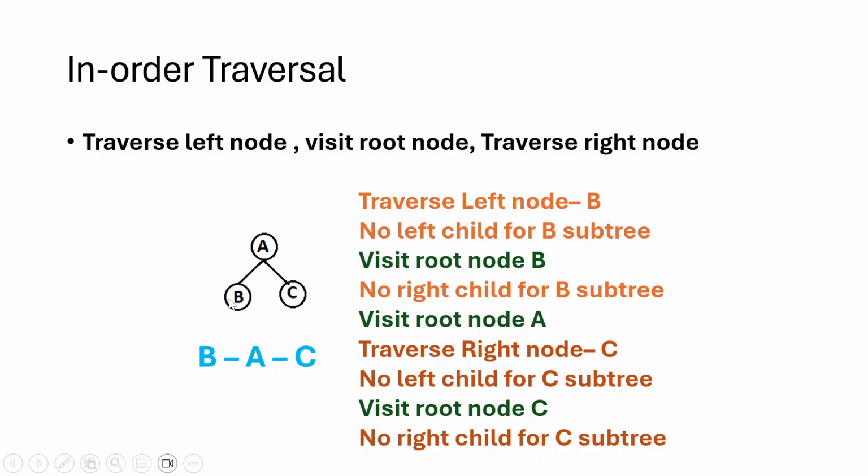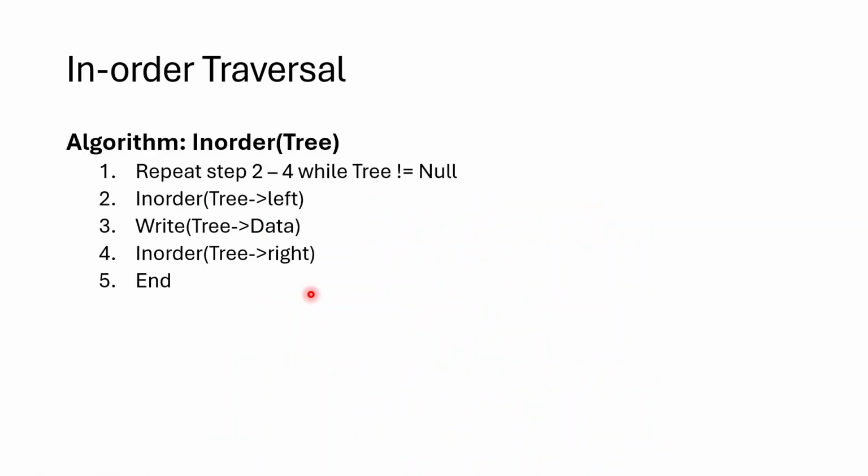Now traverse the left node, B. For B, there is no left child. Since there is no left child, the next one is the root. The root is B. For B, is there any right child? No right child, so nothing. So we come back over here. For B, the left of A is finished. Our next is root A, and A's right child is C. For C, does it have any left child or right child? No. So it is B, A, and C. This is an in-order traversal.